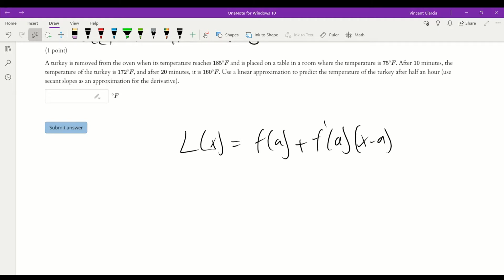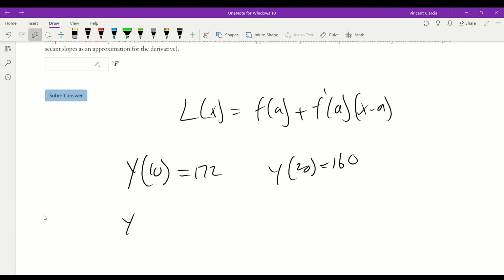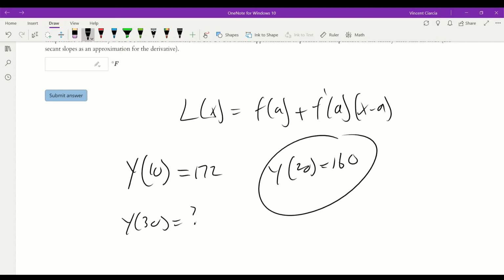approximation for the derivative. So the approximation formula is right here. So what we know is that after 10 minutes, the temperature is 172. And then after 20 minutes, it's 160. And we're trying to figure out what it is at 30. And so the way we can use this, let's take this one because it's closer to 30.